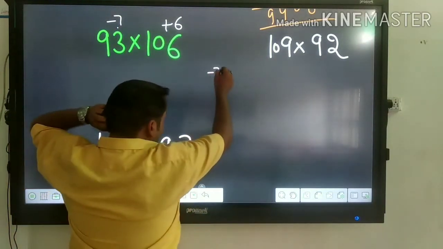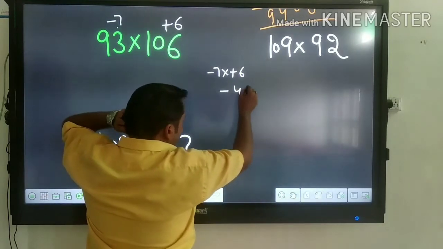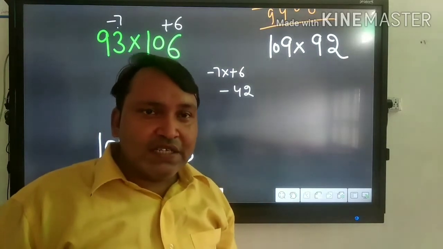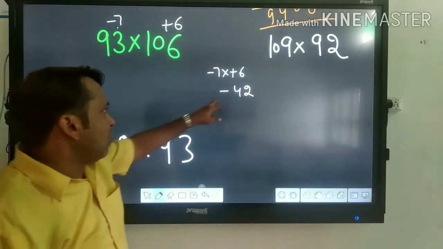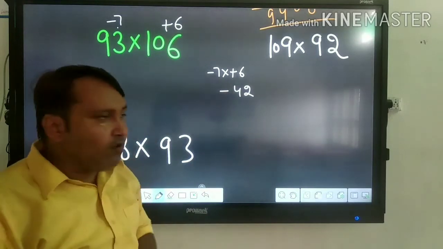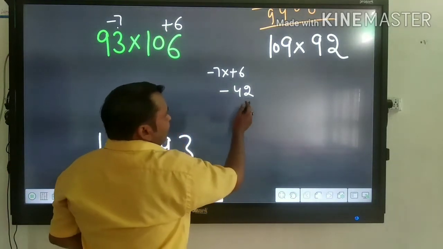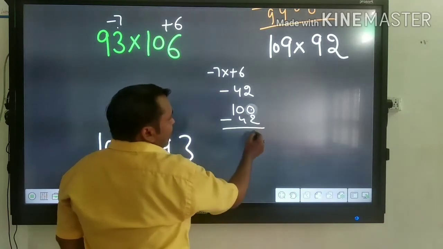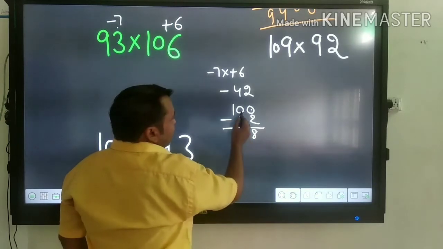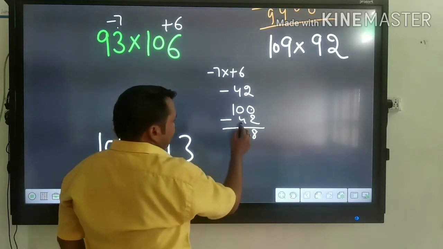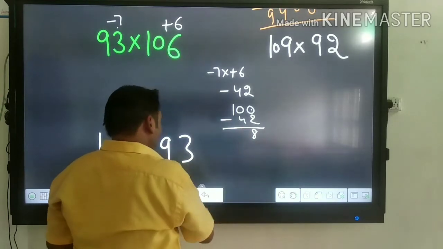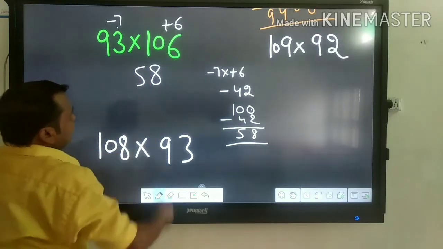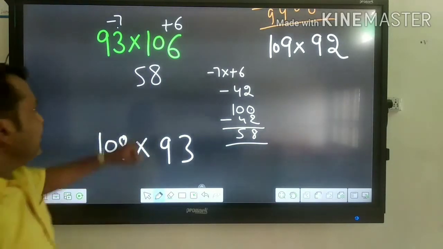Now minus 7 multiply 6, that is minus 42. But student, you know we will not write minus 42 in the answer. Always we write the positive answer. So we will subtract this 42 from 100. Now subtracting 42 from 100, we will get the answer 68, sorry, 58. Yes, 58, and this 58 is the first half of your answer, students.